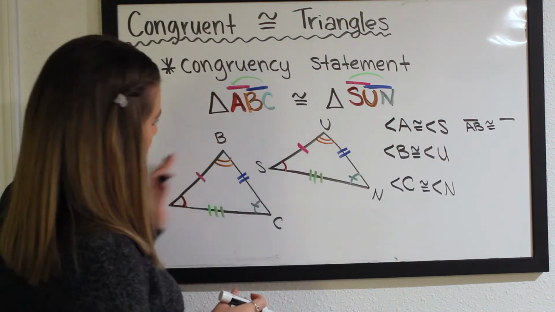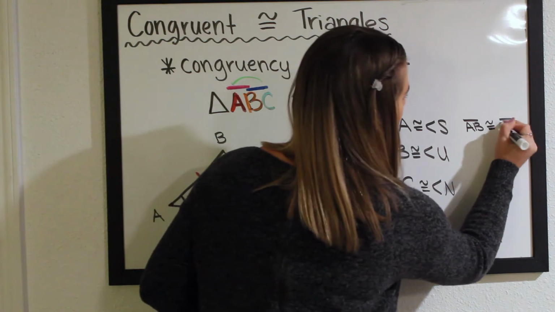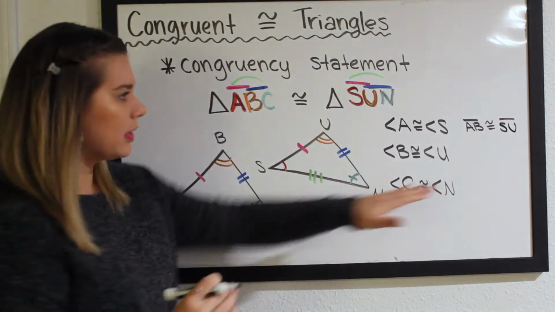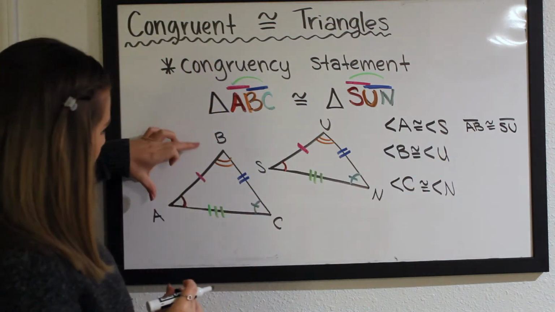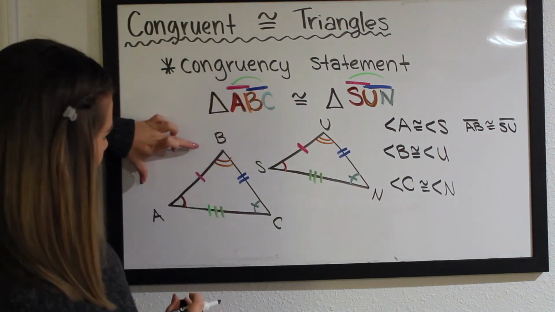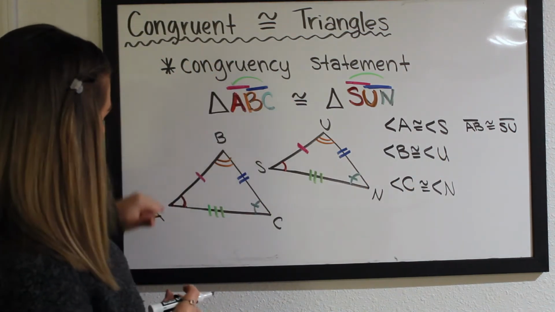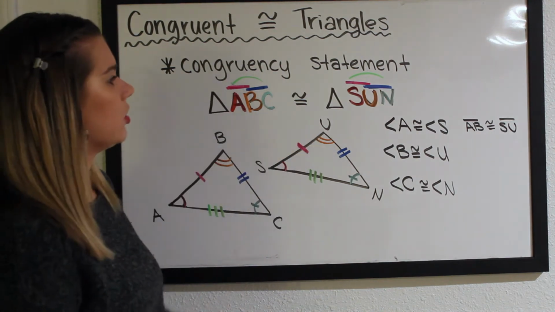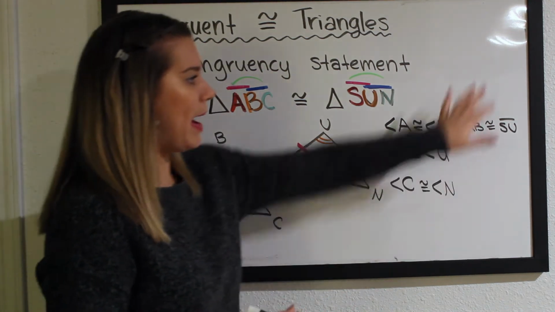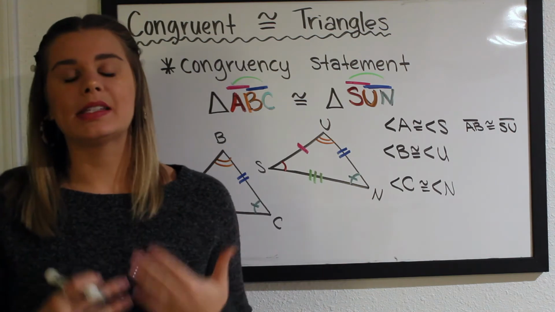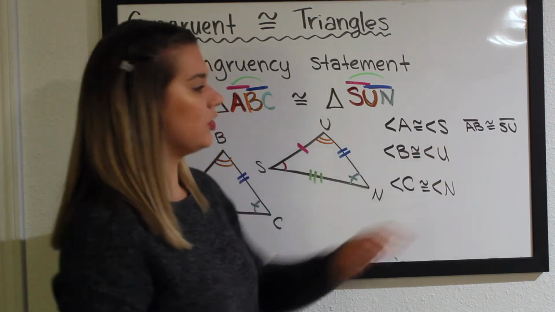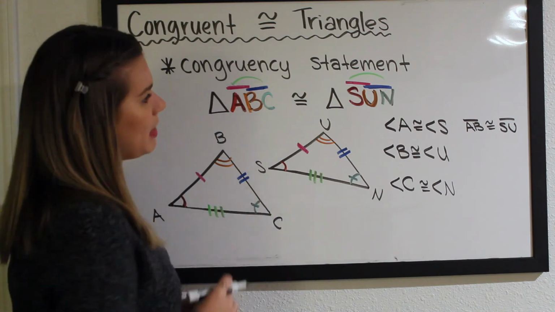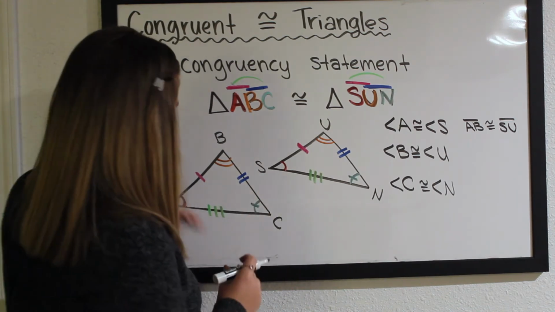So AB is congruent to SU. And notice how when I'm talking about these lengths or these segments, my order is still consistent. I have AB and SU. Red, orange, okay? So your order matters for everything. This is the hardest part about these kind of proofs because you have to be so consistent. So AB is congruent to SU.